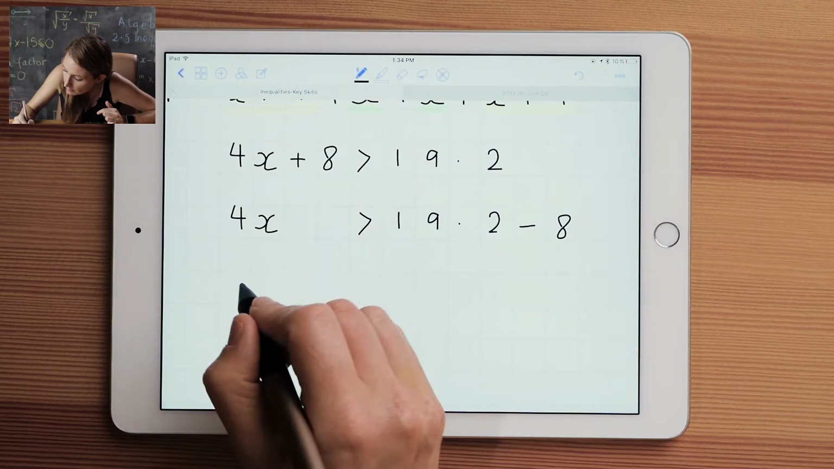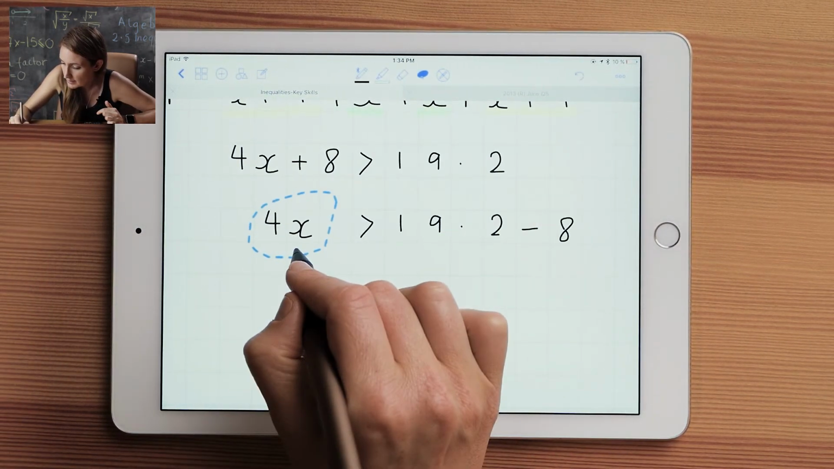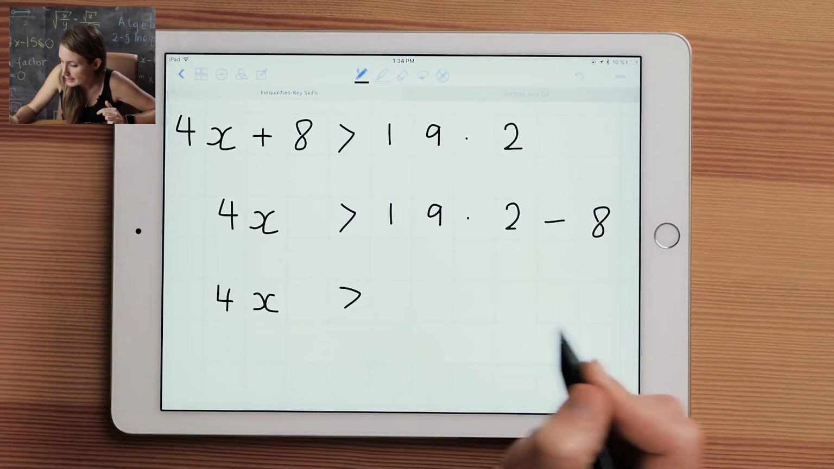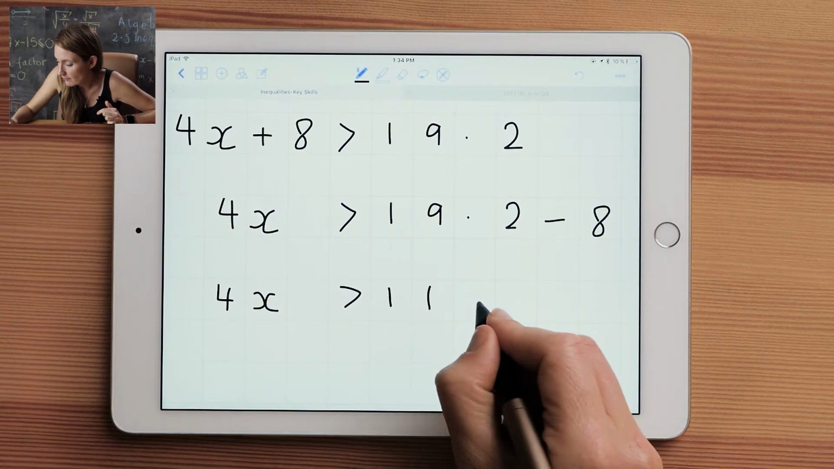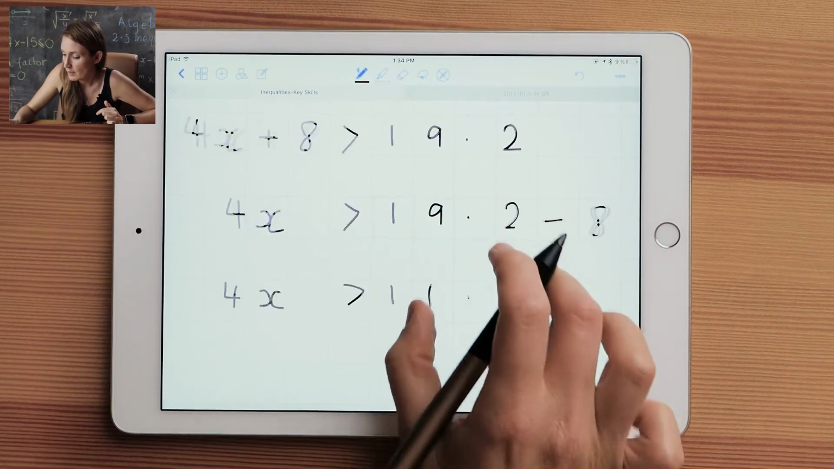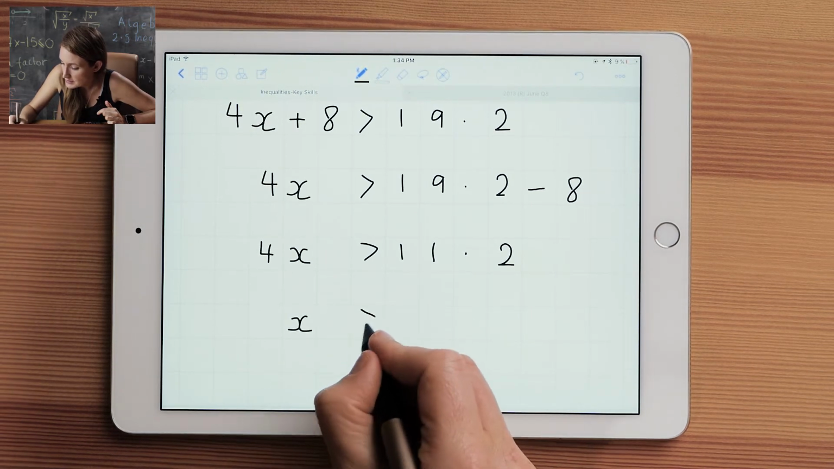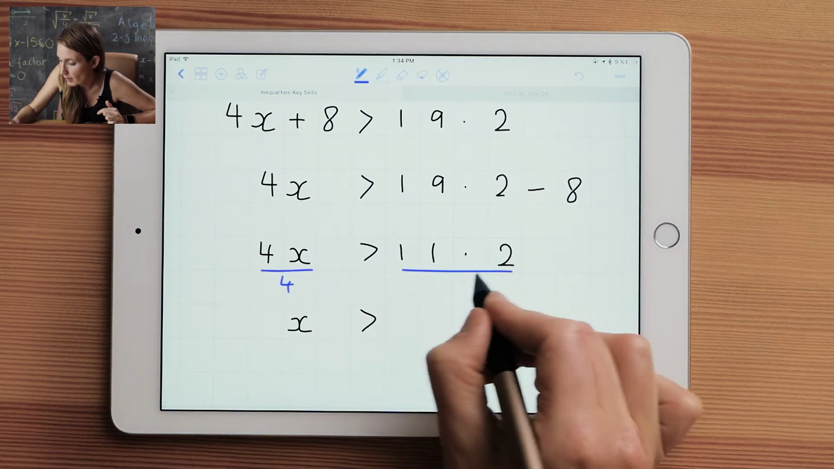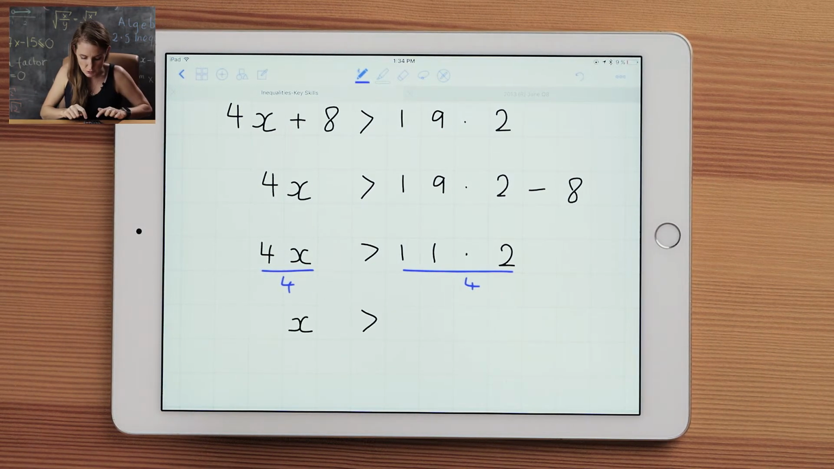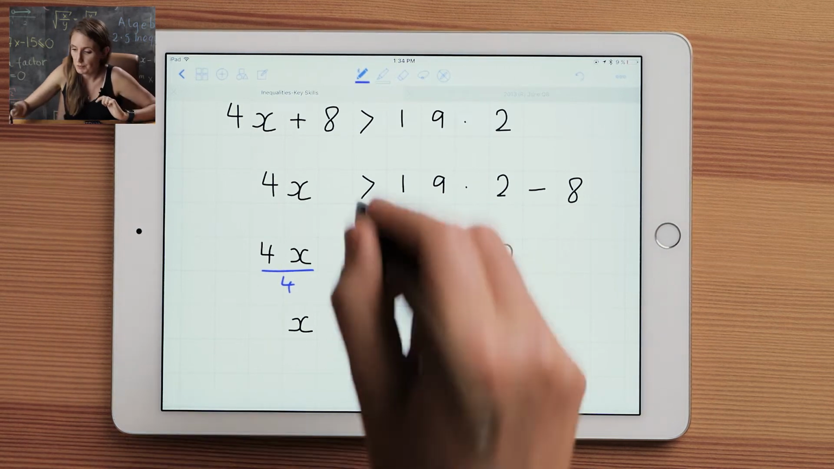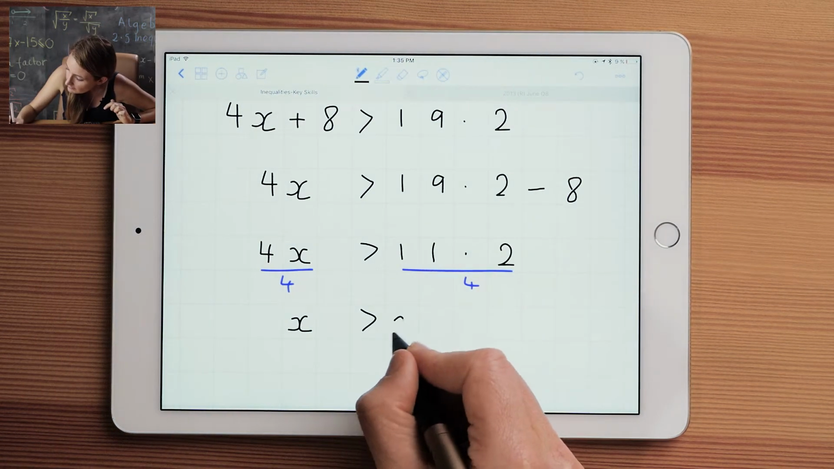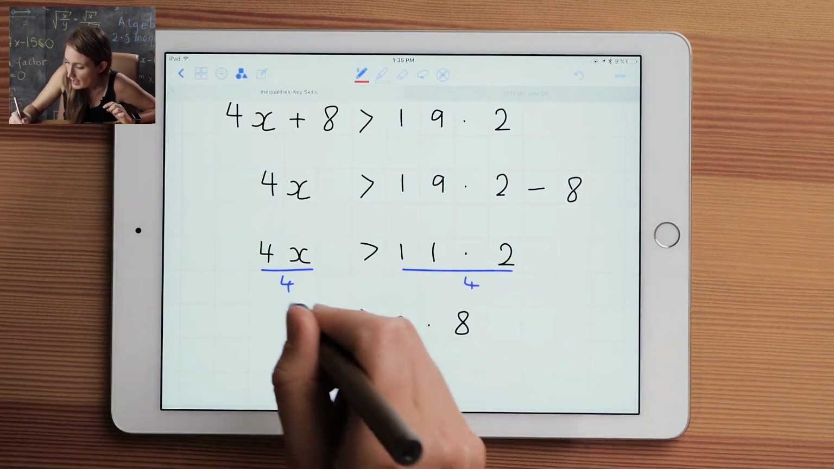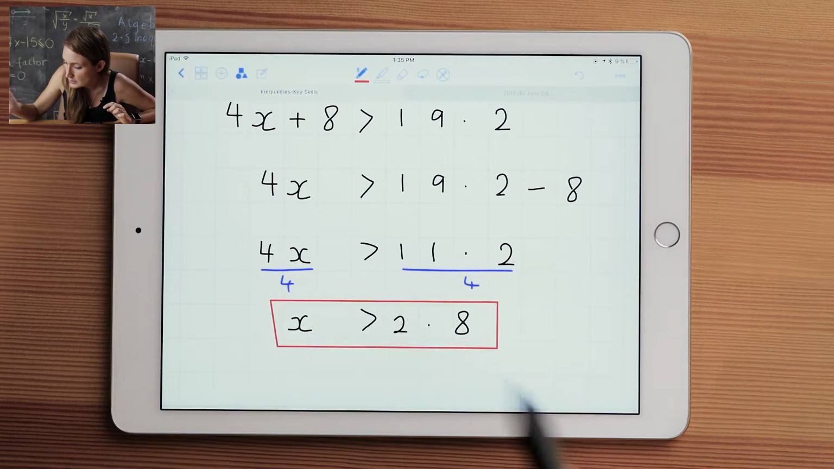So I'm going to have 4x is greater than 11.2. To find that x is greater than, I need to divide both sides by 4. So if I imagine I've divided this side by 4 and this side by 4, then 11.2 divided by 4 is 2.8. So as you can see at the end, I have, as the question required me to, x is greater than 2.8.